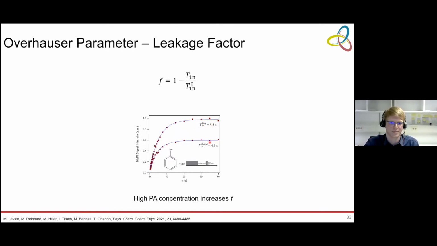Here's just an example of toluene, for instance. And if the difference of these is not large enough, so the leakage factor is small, that would destroy or reduce significantly your signal enhancement. And to circumvent that, we can increase the polarizing agent concentration, and that should increase the leakage factor then.